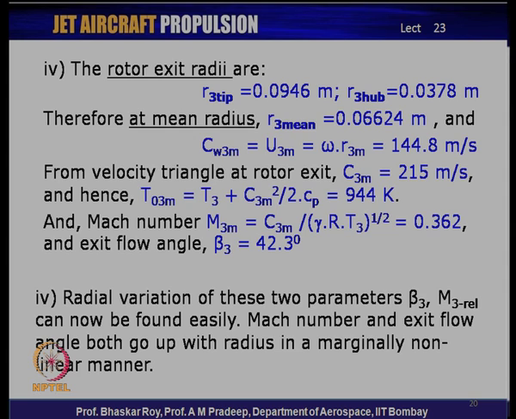The corresponding mean Mach number can be now computed, and you would get a value of 0.362 as the mean Mach number at the exit. The corresponding exit flow angle would be 42.3. The radial variation of these two parameters, that is beta 3 and M 3 relative, can now be found, and the Mach number and the exit flow angles go up with radius in a marginally non-linear manner.